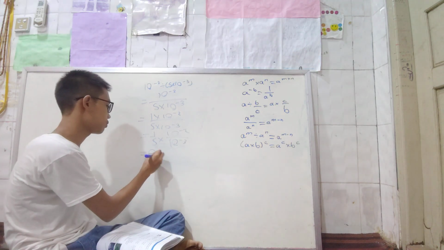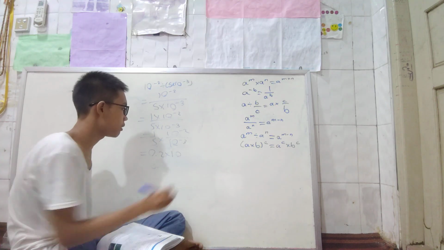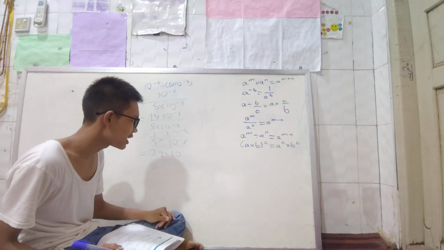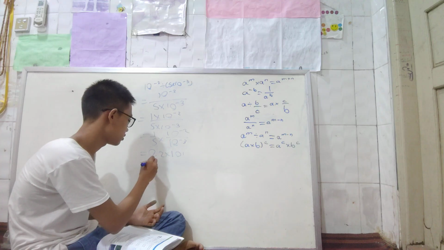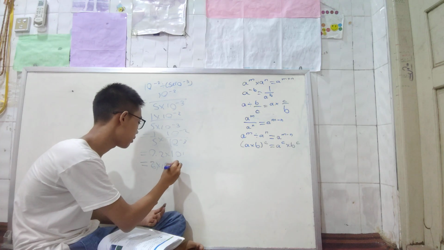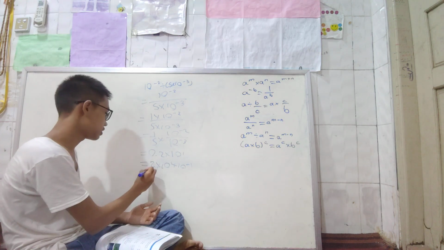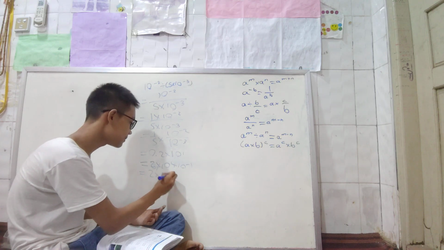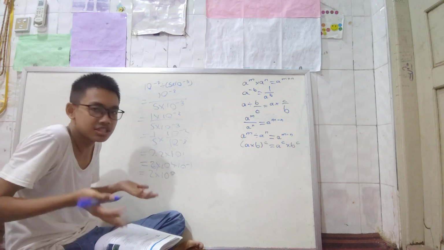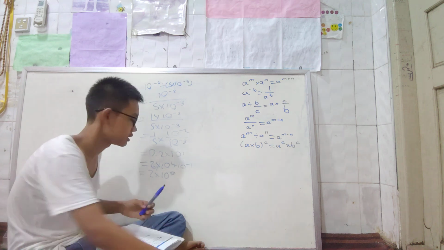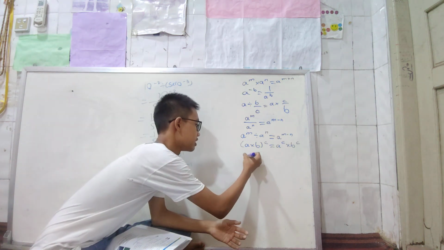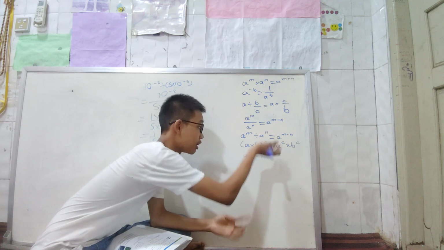Okay, so 0.2 multiplied by 10 to the power of negative 2 plus 3, which is really like 1. So 2 times 10 to the power of 1 times 10 to the power of minus 1, which is just 2 times 10 to the power of 0, which is really just 2. 10 to the power of 0 is just 1, okay? Anything to the power of 0 is 1. What I mean is that a to the power of 0 is 1, no matter what a is.